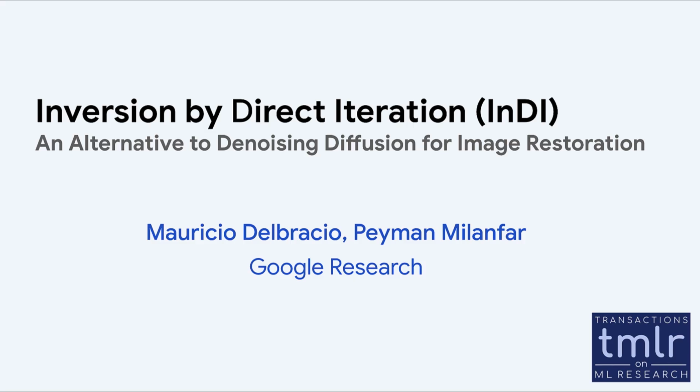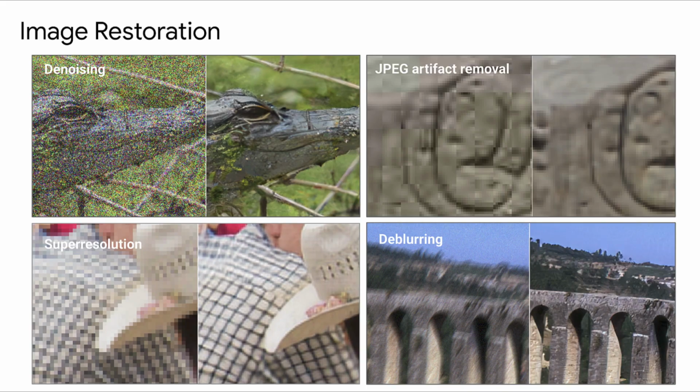We present inversion by direct iteration, an alternative to denoising diffusion for image restoration. Image restoration is a process of generating a new high-quality image from a low-quality observation such that the generated image is compatible with the low-quality input. Examples of image restoration include image denoising, compression artifact removal, super resolution, or motion deblurring.